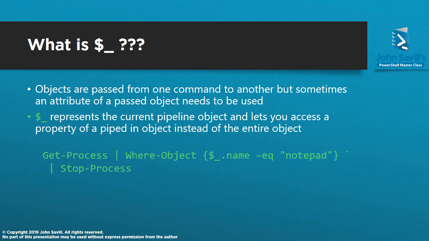Get all the processes, and then Where-Object, so for each of them that's passing down, I want to look at the name of the object. So $_ is the object, dot means I want to access a property or method of it. In this case, it's the property Name. If it equals Notepad, then I want to do something with that.